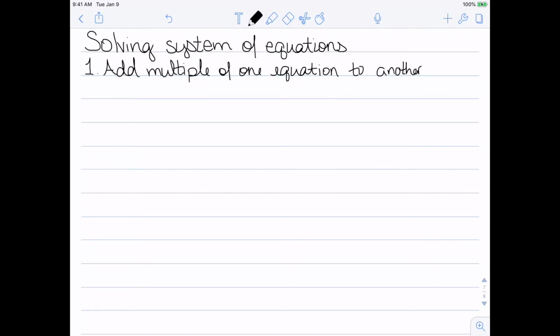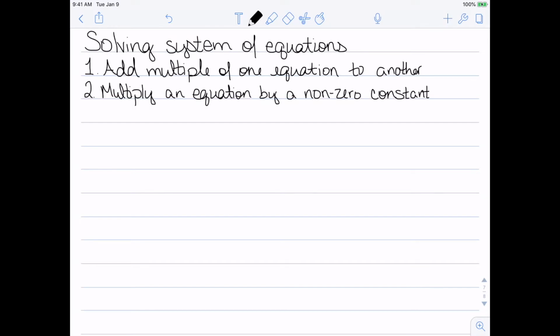So how can I go about changing a matrix to still have the same solution, to make it easier to find the solution? Well, let's go back to actually solving a system of equations. There are three main operations that we know we can do. The first is to add a multiple of one equation to another. As an example, when I solved my linear system, I multiplied the first equation by 2 and added it to the second. We can also multiply an equation by a non-zero constant.